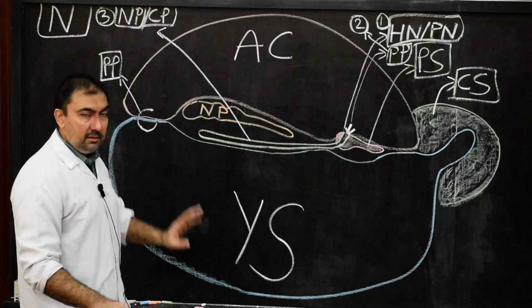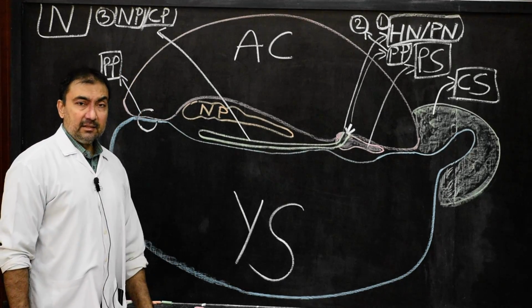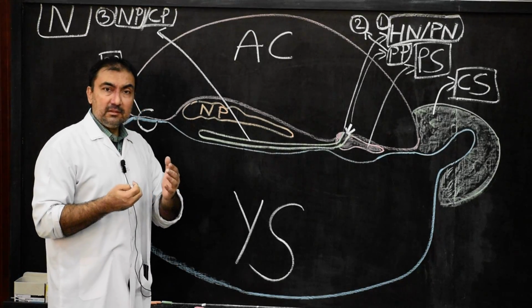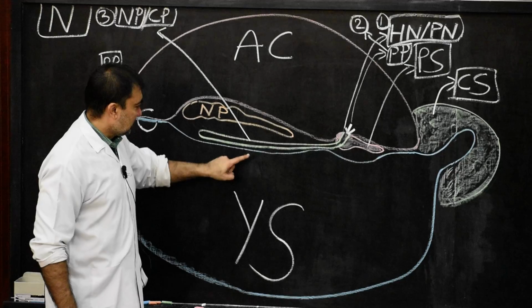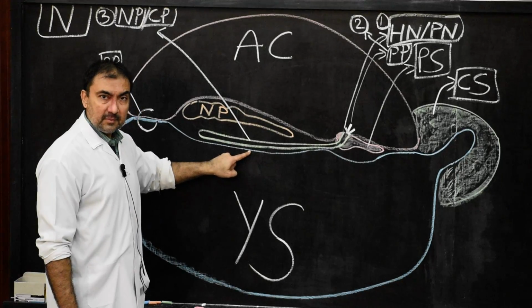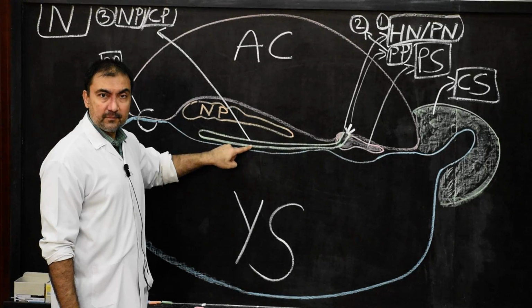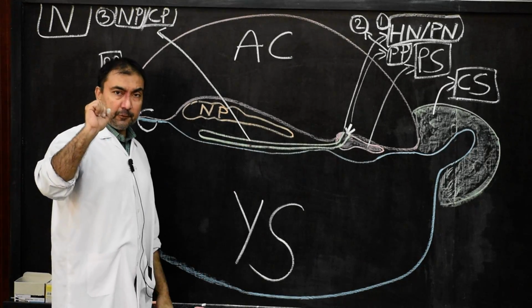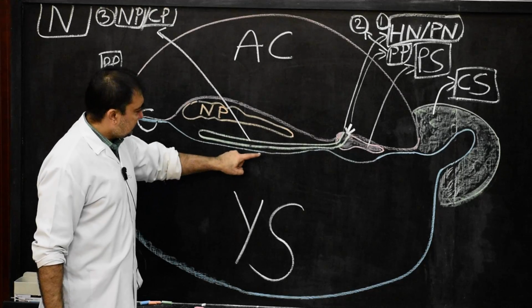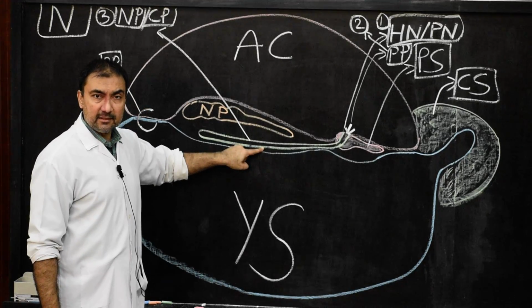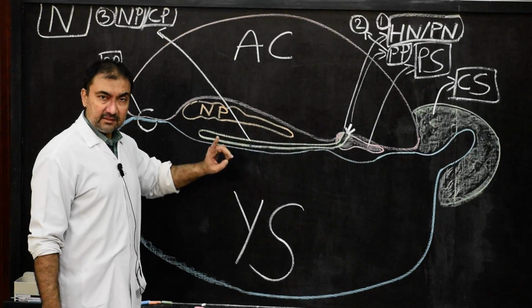Fourth stage, very interesting. There will be the fusion of cells of endoderm and the cells which are lining the floor of notochordal canal. So please note down, in the fourth stage there will be fusion of cells of endoderm and the cells lining the floor of notochordal canal. That is the fourth stage.